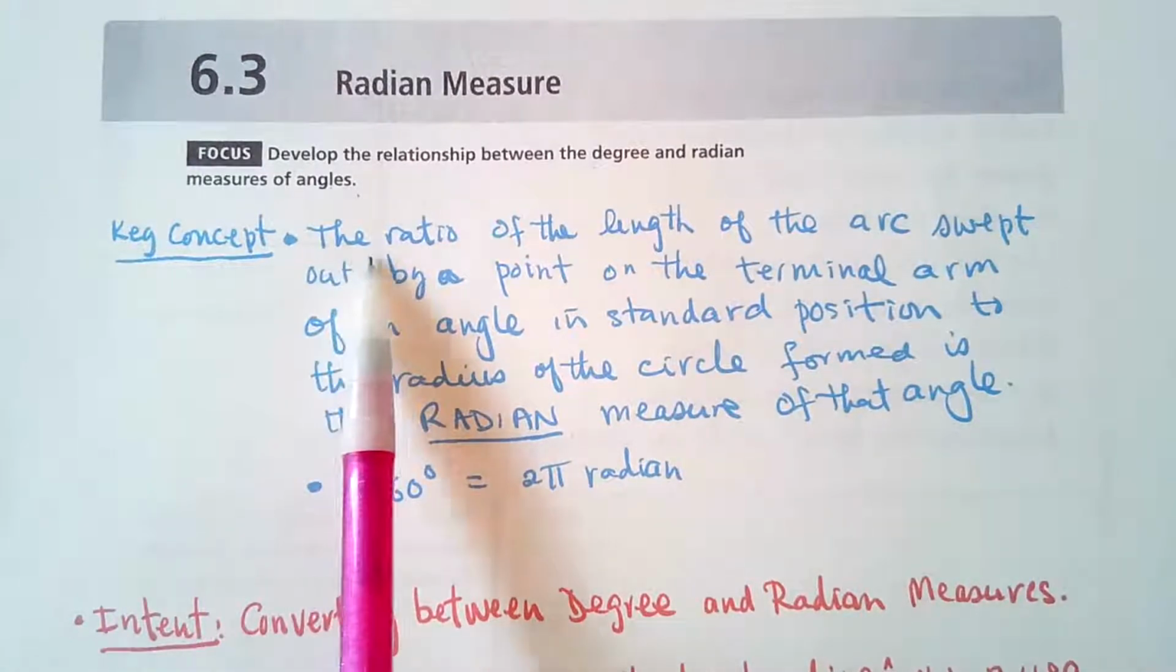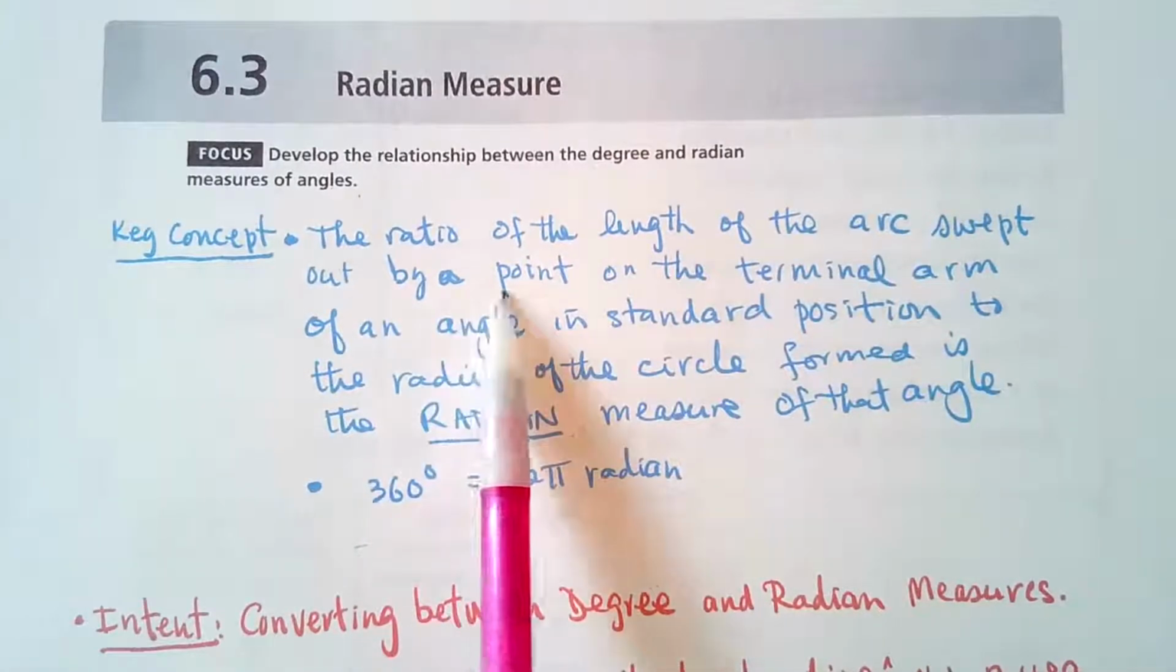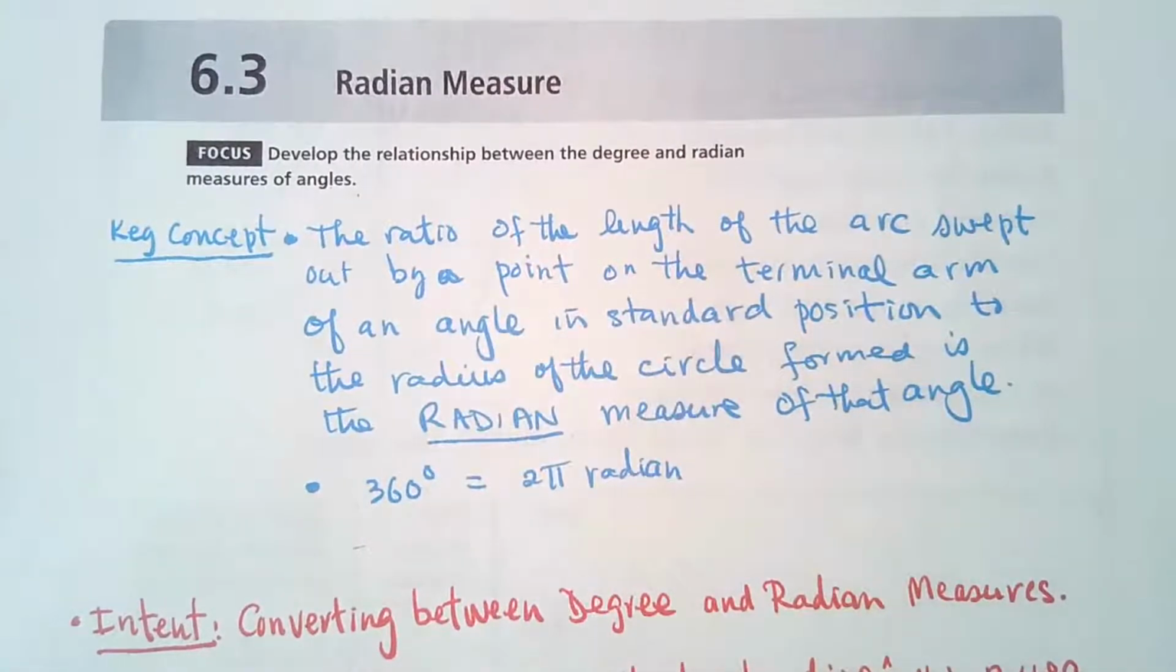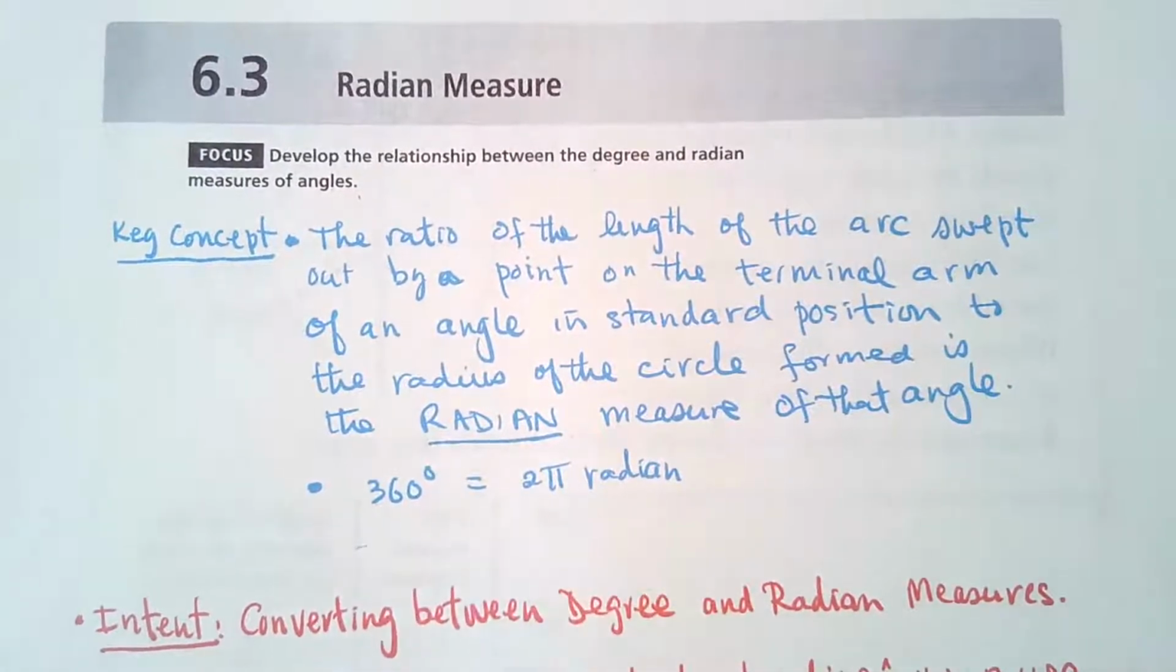The key concept: the ratio of the length of the arc swept by a point on the terminal arm of an angle in standard position to the radius of the circle formed is the radian measure of that angle. In other words, the intent will show that 360 degrees is equal to 2 pi radians.